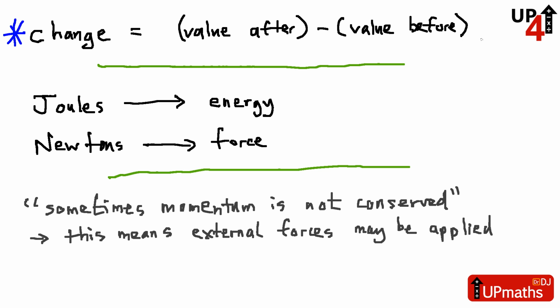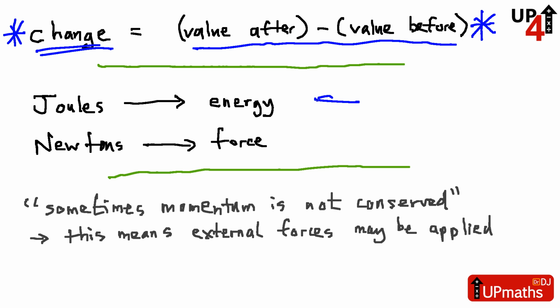Do you remember, I think I might have said earlier that something was the most useful thing my students ever hear. This is often the second most useful thing. Change is the value after minus the value before. Maybe that's really obvious to you. It's not obvious to me, because I'm just like, well, I think this is kind of arbitrary. Well, let's say it is arbitrary. This is what was decided. This is a convention. Change is value after minus value before. Remember, joules is energy and newtons is force.